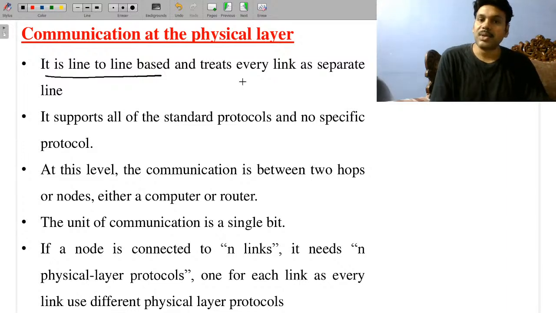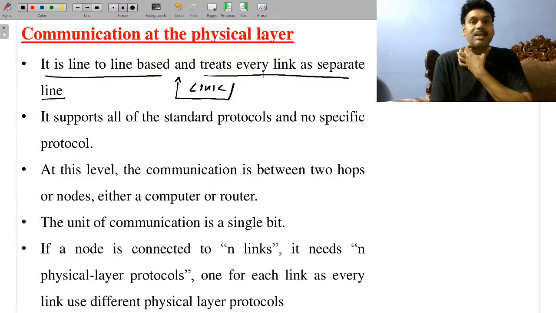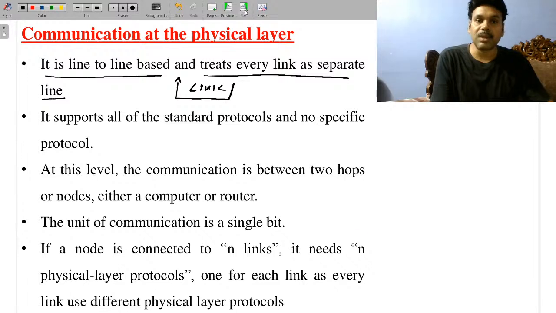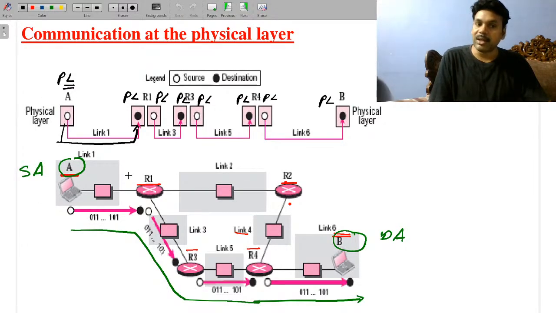It is line to line based, and it treats every link as a separate line. This is very important. Every link is a what? Separate line only. If I'm saying this is your link, then it is a separate line. That's why in your example, what has happened? From this particular A to this particular point, it is one line. That's why every link is a what? One line.